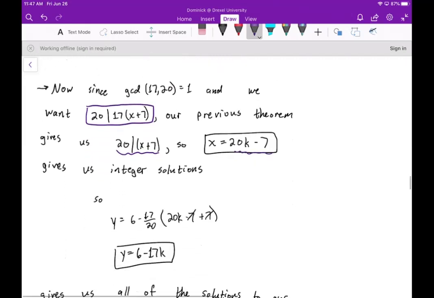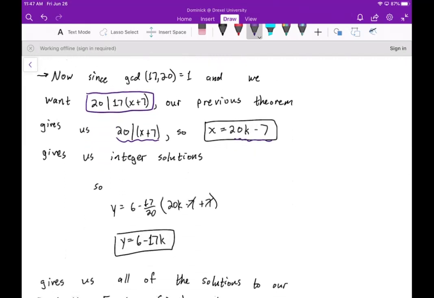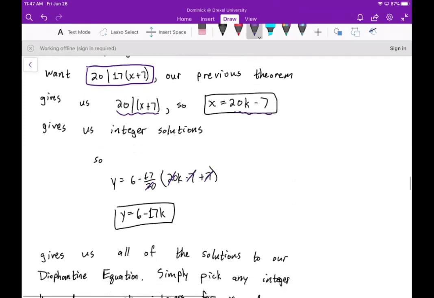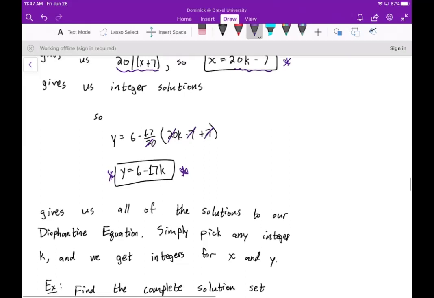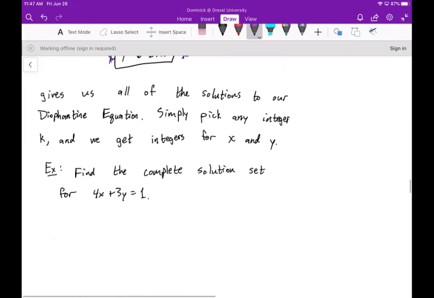Now once we plug in this 20k minus 7, our 7s again cancel out and our 20s cancel out, and we get 6 minus 17k. And that's our complete solution set for our Diophantine equation. So you can pick any integer k, and that will generate integers for your x and y. All right, so let's go ahead and do an example.